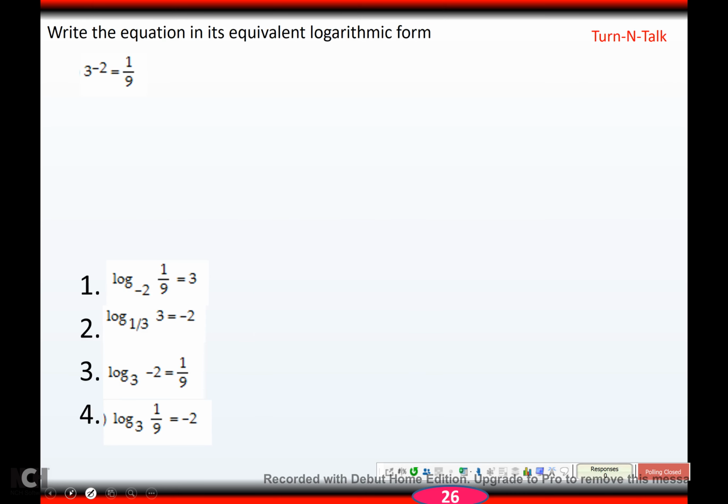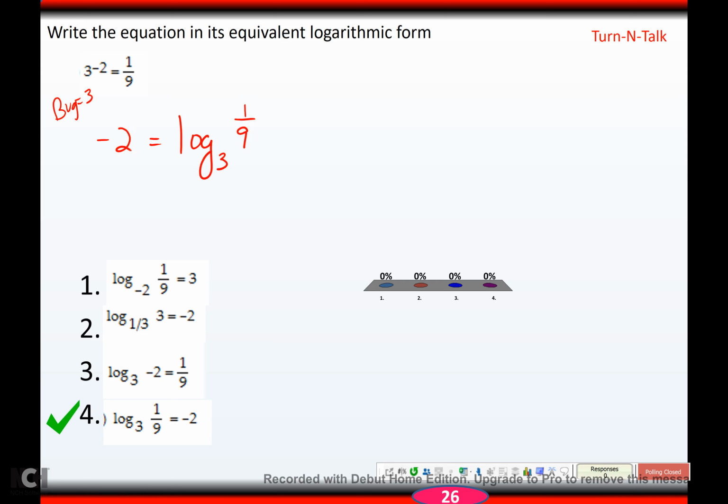Done. Alright, you try this one. Hit pause. Come back when you're ready. And hopefully you got 4. Alright, my base, or my bug, is 3. So on the other side with 1/9, I put my bug back under the log. The 1/9 stays where it is and the -2 stays where it is. Now again, they write it backwards, but this side equals that side.